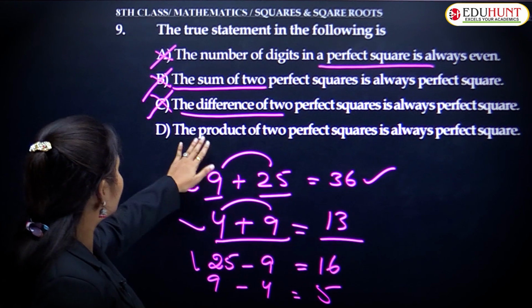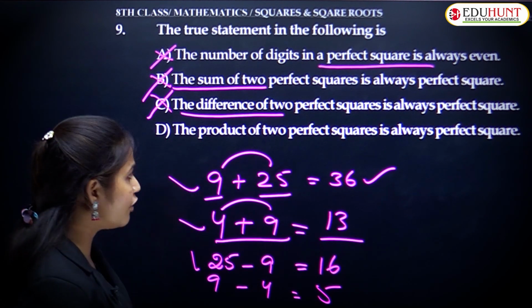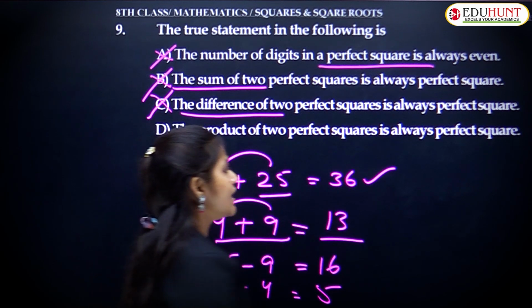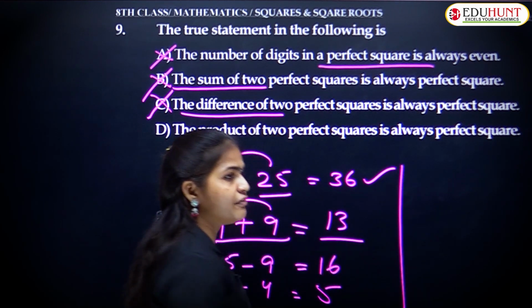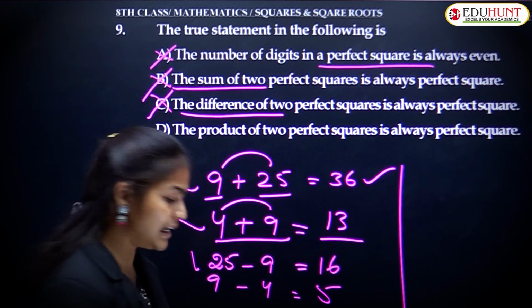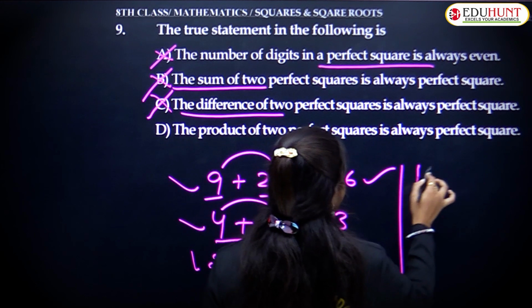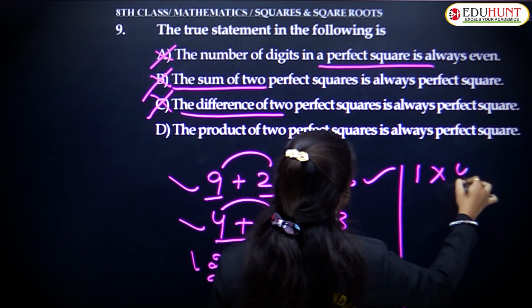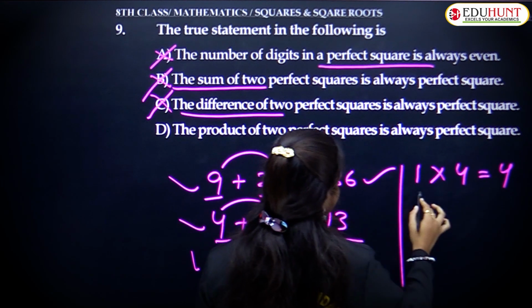Okay, and come to the last statement, the product of two perfect squares. So children, here you can take any two perfect squares, and it always gives a perfect square. Just see that 1 is a perfect square, 4 is a perfect square. So again we will get 4.